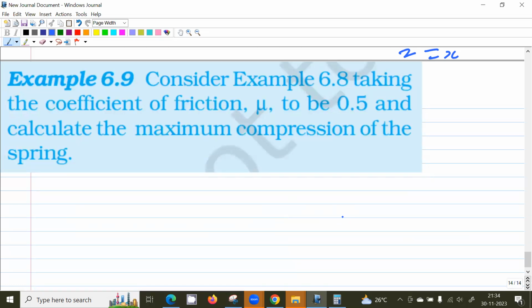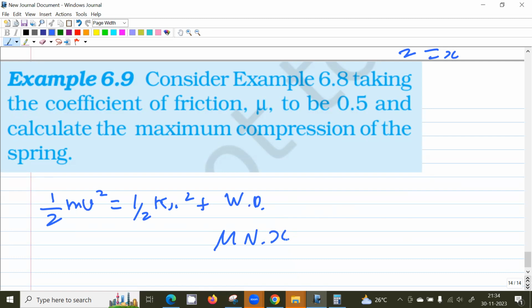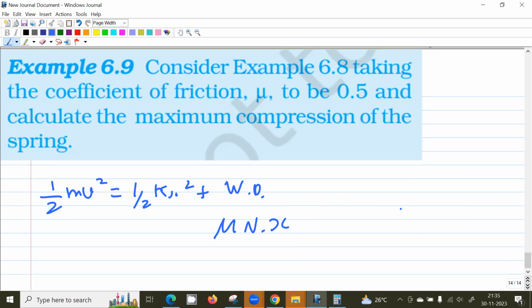Half mv square, and then mu makes it decrease. So half mv square is equal to half kx square plus the work done against friction. That is, friction force is mu into N into the distance, which will be the compression amount. Mu mg into x, sir. Okay, this will become a quadratic equation.